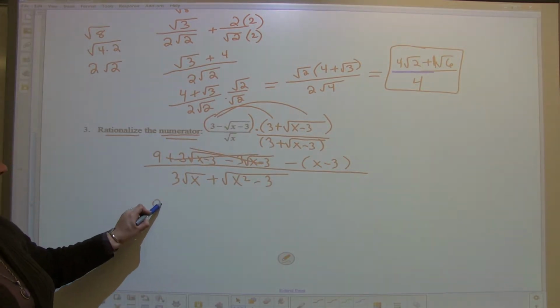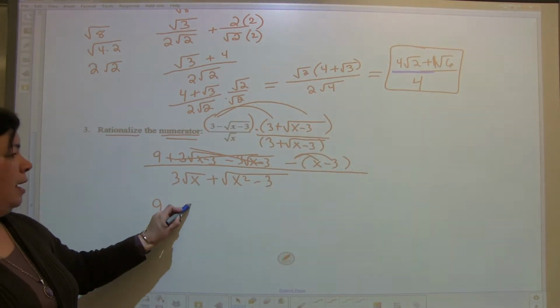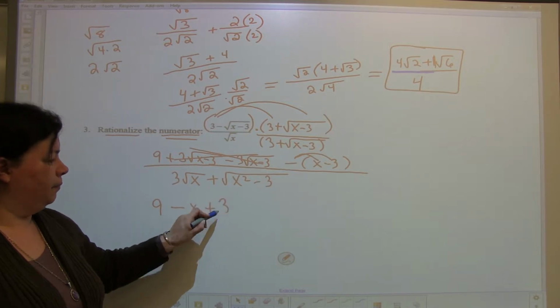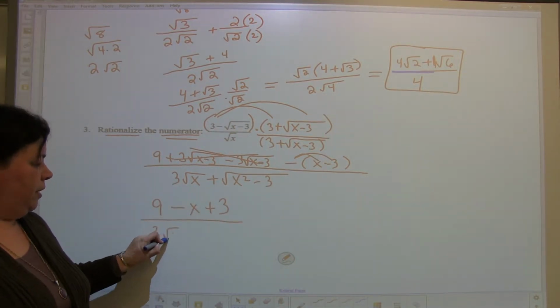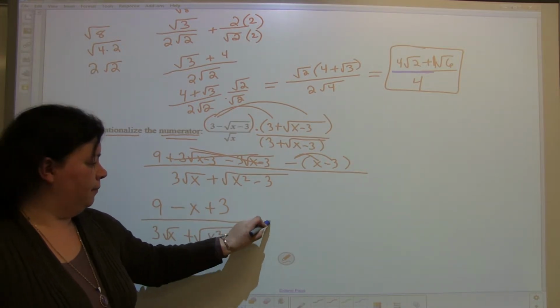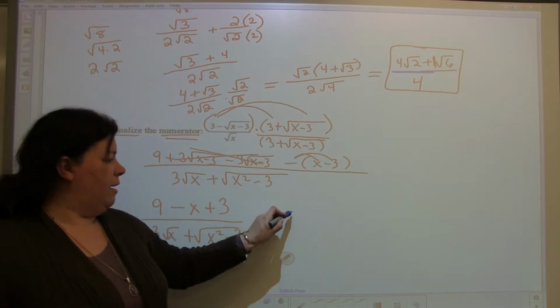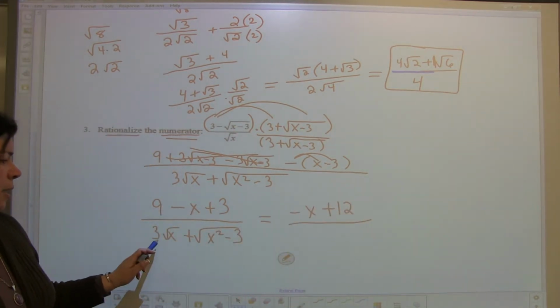And then we have 9 minus, if you distribute that negative, x plus 3, which can be, let me just write this denominator down here, and then we'll talk about that in a second. Let's bring that down. If we combine like terms, we have negative x plus 12 all over.